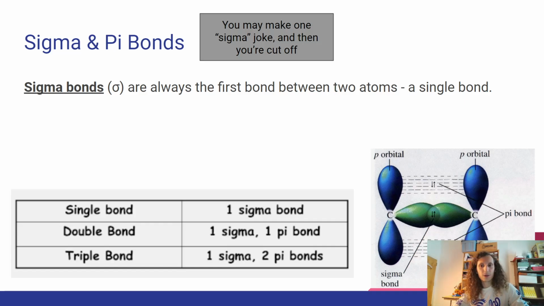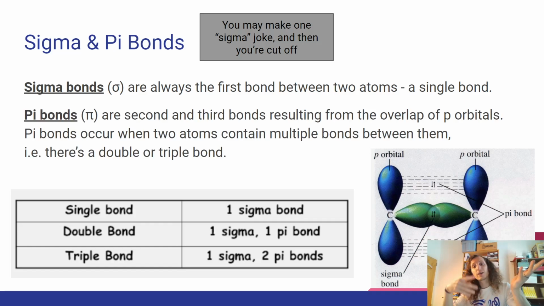So sigma bonds are the first bond that forms between 2 atoms. It's going to be the most direct route. This is going to be your single bond. When you have a double or a triple bond, that shortest route between the 2 atoms, what's noted in green here, that's already occupied space.